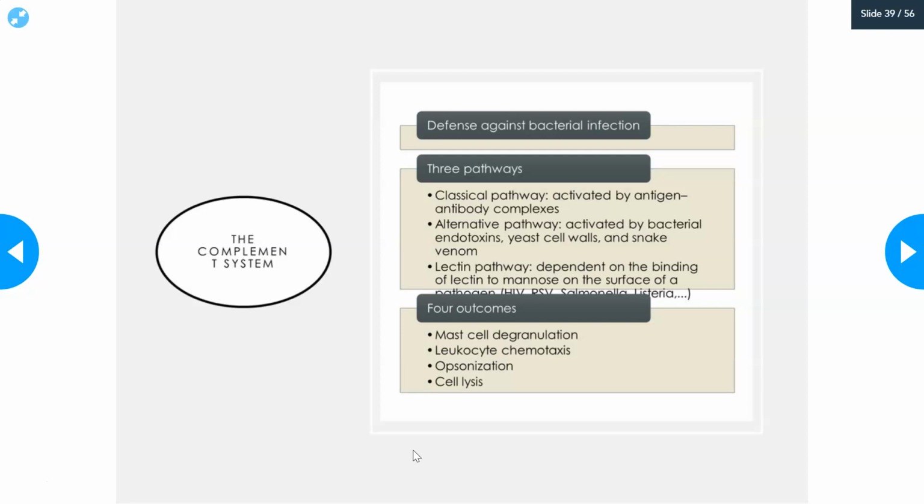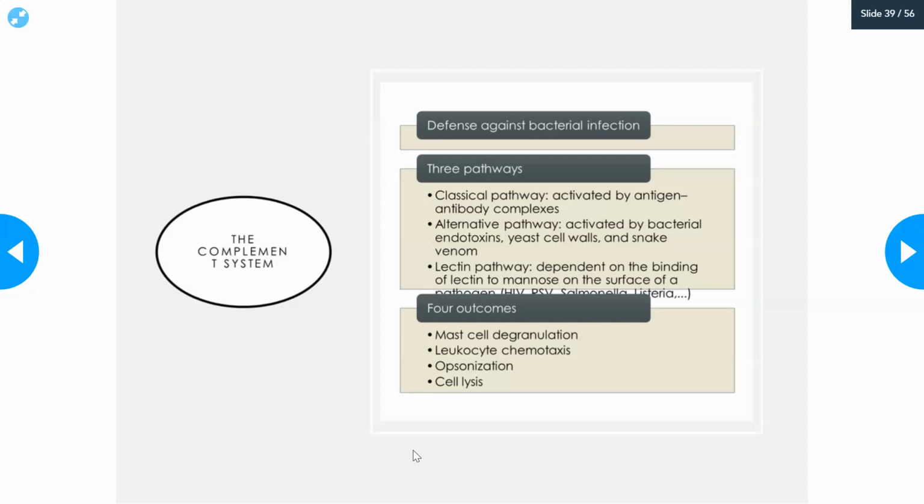There are three pathways: the classical, the alternative, and the lectin pathway. The classical pathway is activated by antigen and antibody complexes. The alternative pathway is activated by bacterial endotoxins, usually from gram-negative bacteria, yeast cell walls, and snake venom. And the lectin pathway depends on the binding of lectin to mannose on the surface of a pathogen, such as HIV, RSV, Salmonella, or Listeria. Those are just examples.